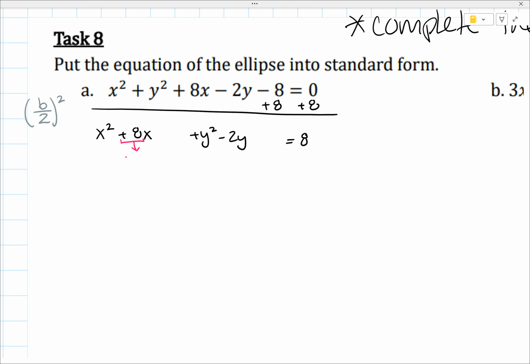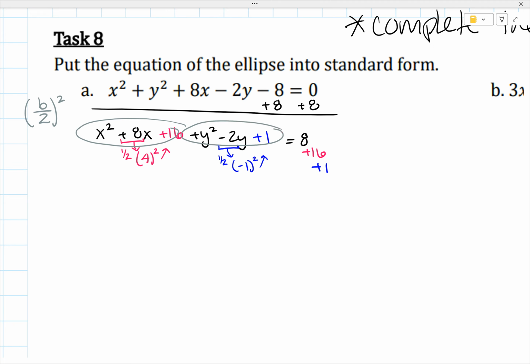So I'm going to take half of my b value, and I'm going to square it. If you add it to one side, you must add it to the other side to keep our equation balanced. We're going to do the same thing for our y's. We're going to take half of our b value and square it, and I'm going to add the 1 to both sides. So now at this point, you have 2 things that are factorable. So we end up with x plus 4 squared, y minus 1 squared, and then you're going to add those together. That gets us 25.